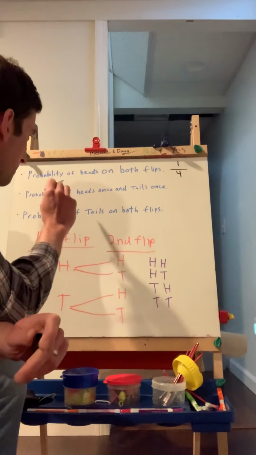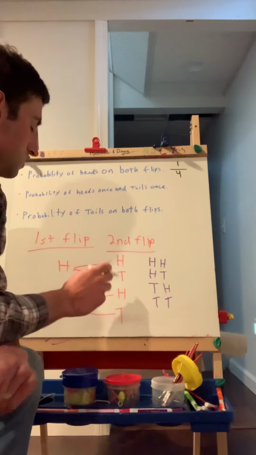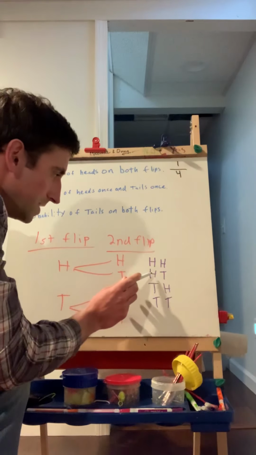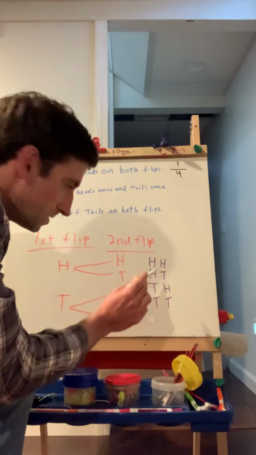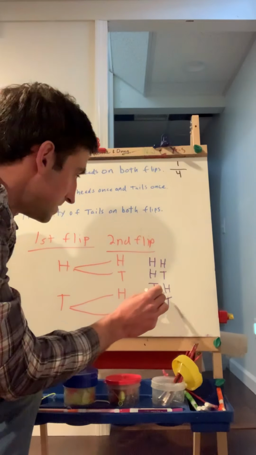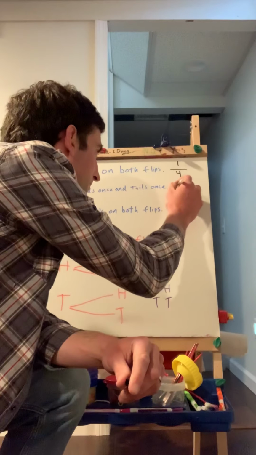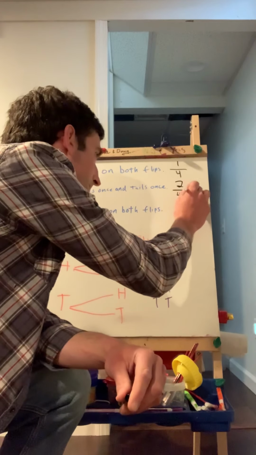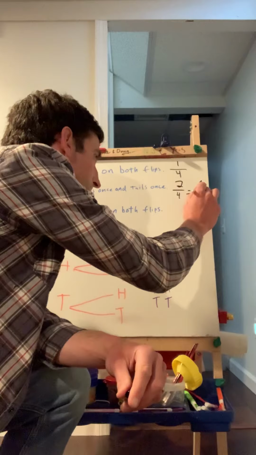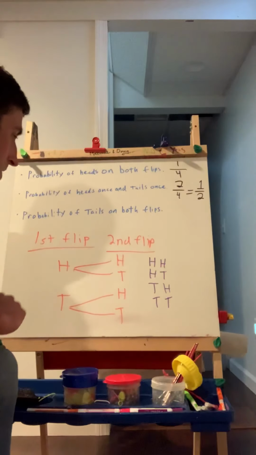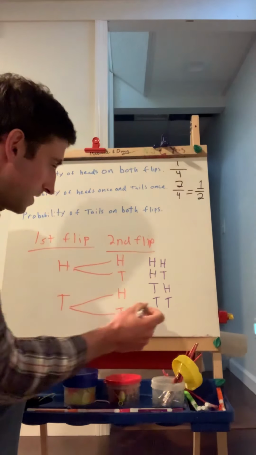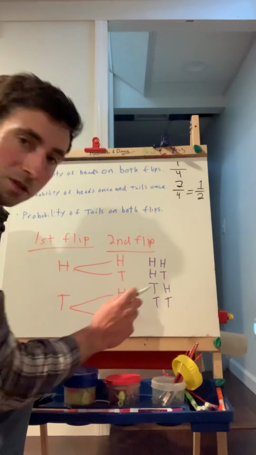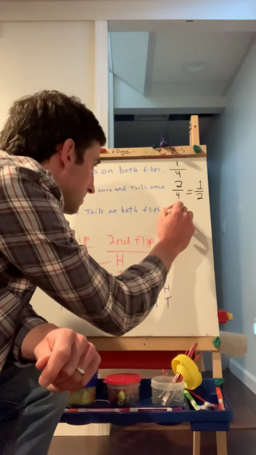The next one, the probability of getting heads once and tails once. Well, you'll notice that can happen two ways. I could get heads the first time, tails the second time, or tails the first time and heads the second time. So that's a 2 out of 4 chance, or 1 out of 2. And finally, the probability of getting tails on both flips, that's only one of my four possible outcomes.